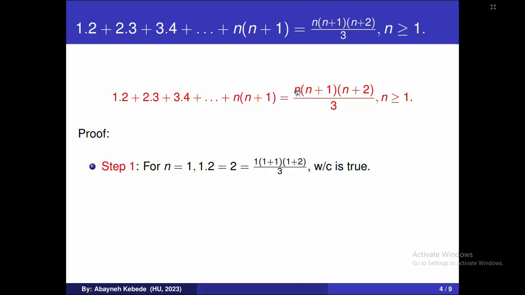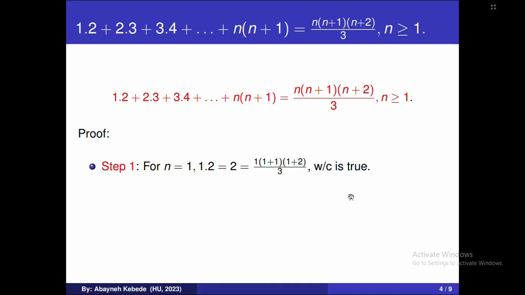It equals, substituting n by 1, 1 times (1 plus 1) times (1 plus 3), the whole over 3. So here 1 times 2 is 2, and on the right side 1 plus 1 is 2, 1 plus 2 is 3, and this 3 is cancelled by the 3 in the denominator. We are left with 1 times 2, which is 2. So 2 equals 2, which is true.